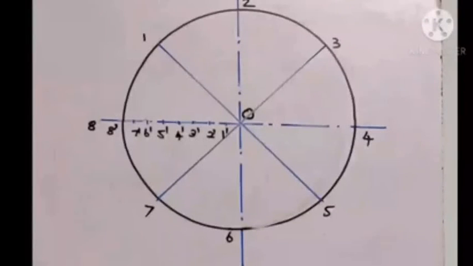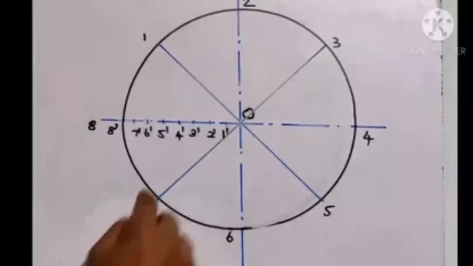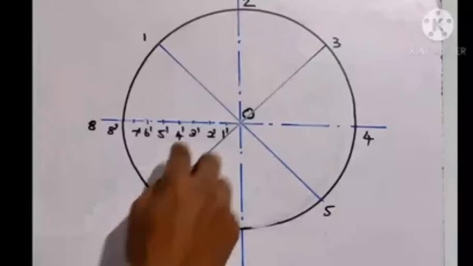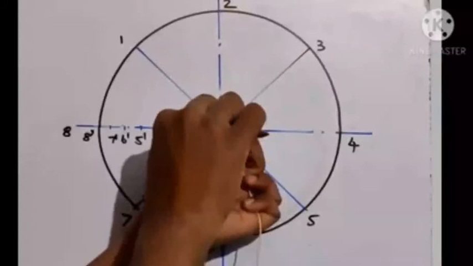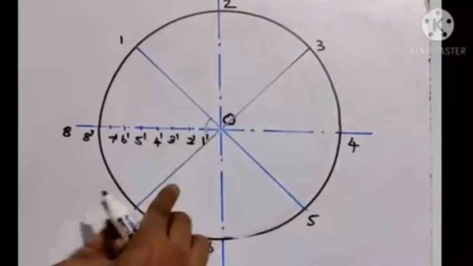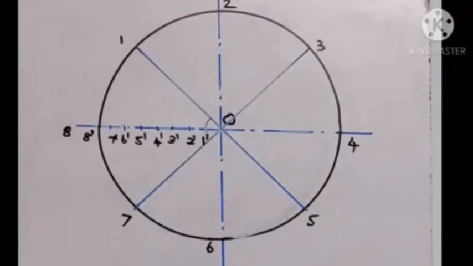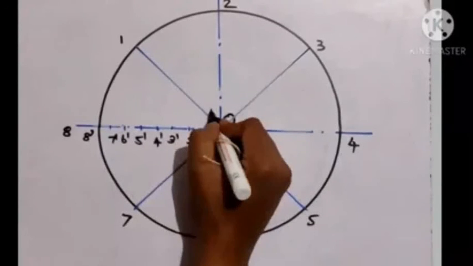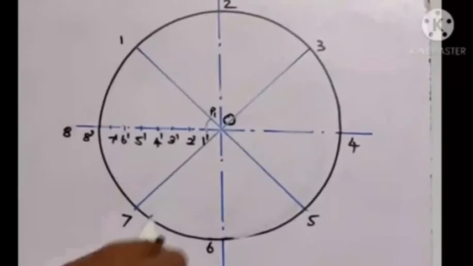Next, we need to make an arc. O is the center and O to 1 dash is the radius. You need to make an arc till this O1 line. So I'm taking O as the center, making an arc till the O1 line, something like this, and I'm going to name that point as P1.